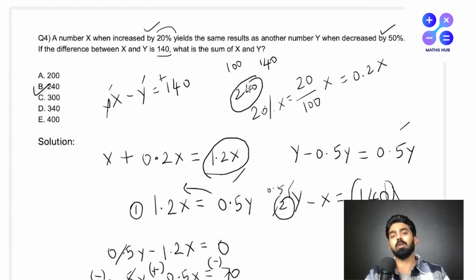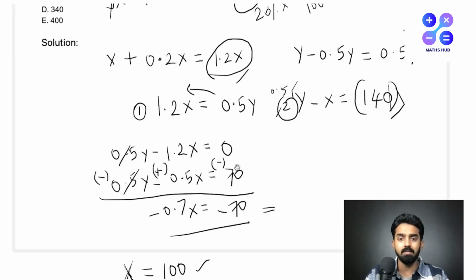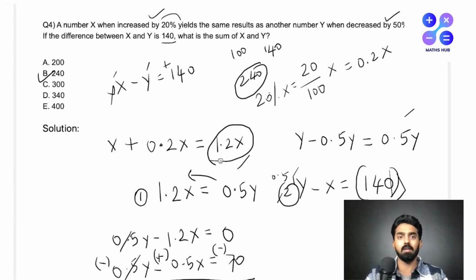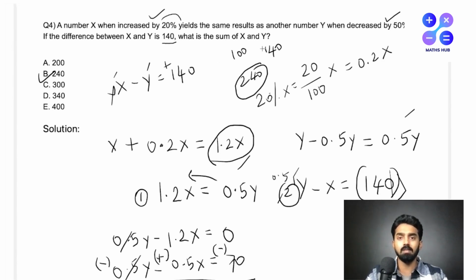Right, so if you want to cross check your answer, it's very simple, right? So the difference between x and y is 140. So, oh sorry, I made a mistake. The mistake is y is 240, right? So it's not the sum of x and y, right? So that means this is 240, this is 340. See, we already had the wrong option. That's sad. So the answer is 340 and not 240.